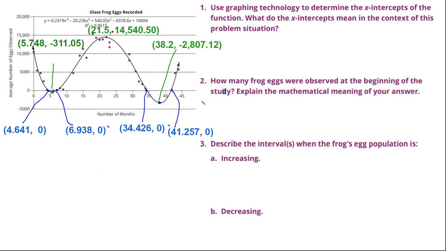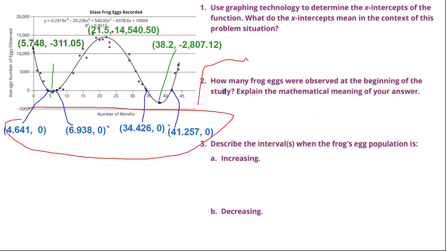So your x-intercepts, you can find those using your graphing calculator by using the analyze graph, and you go into and you find the intercepts or zeros. These are your x-intercepts. That's the answer to number 1.